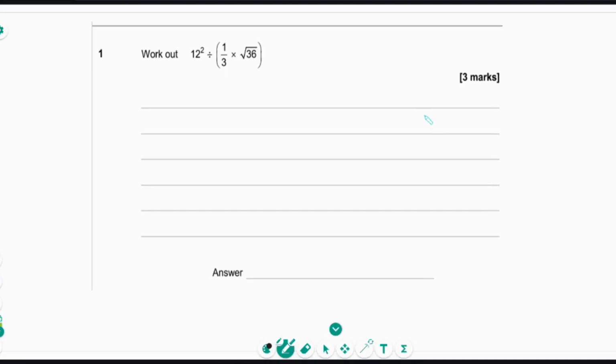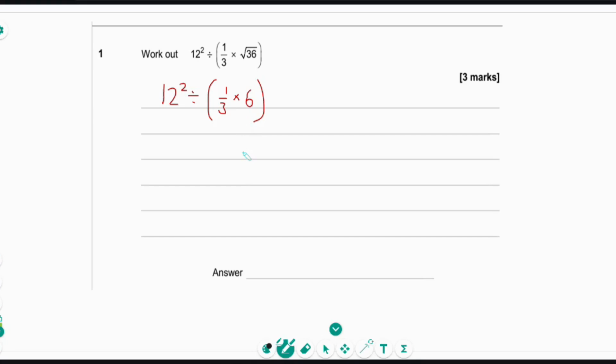Question 1, work out the answer to this sum. Okay, BODMAS. 12 squared, well, brackets first actually. Within the brackets, you've got powers here. The square root of 36 is like a power. So the square root of 36 is 6, because 6 times 6 is 36. Times a third, and it's 12 squared divided by the answer in brackets.